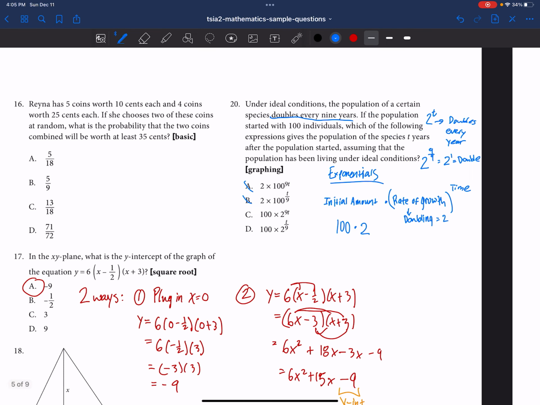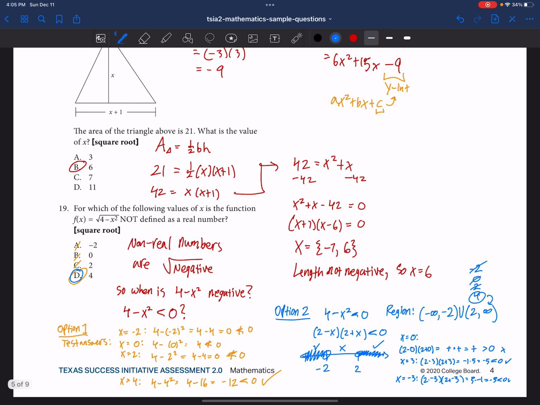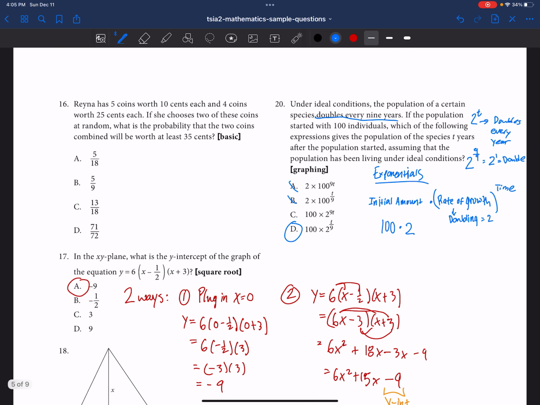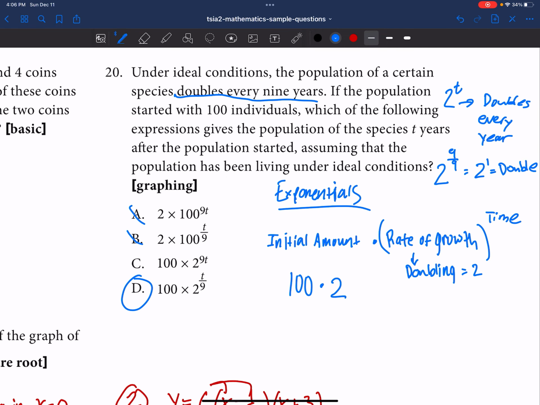Should be answer choice D. Yeah, it is. So it's answer choice D. How can I explain that better? I don't know if I'm doing the best job explaining that. So it's the initial amount times your rate of growth to the power of time.